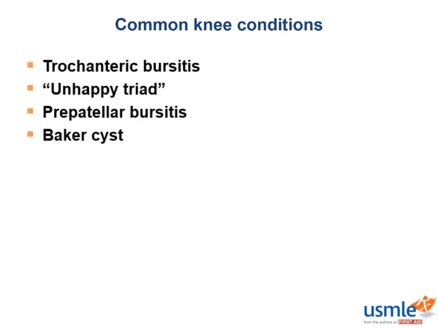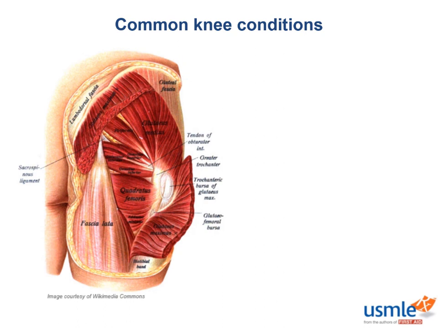So, on our list of common hip and knee conditions, we're going to look at trochanteric bursitis, the unhappy triad, prepatellar bursitis, and the Baker cyst. First off is trochanteric bursitis.